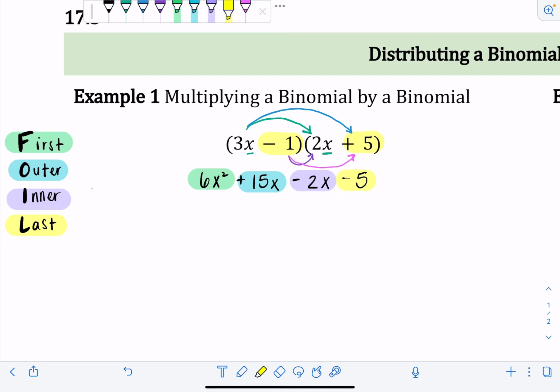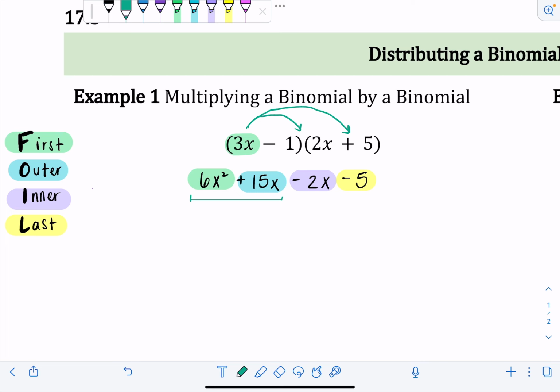Okay, so that's what FOIL stands for. It's just an order of how to multiply together. You don't have to remember it, honestly. A kind of a trick that you can also use, I'll go through it just really briefly, is first you take that 3x, and then you multiply it by both of these. That's how we can get these two.